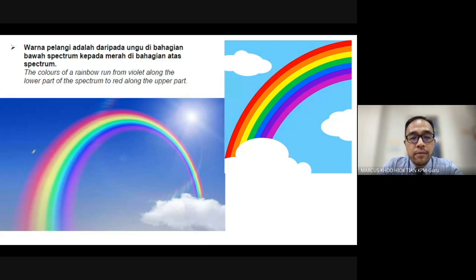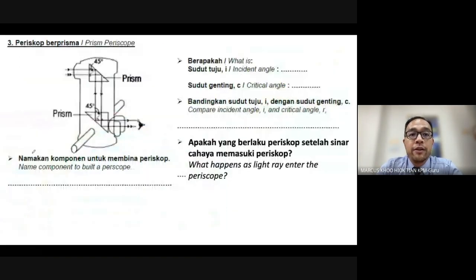Okay, let's talk about machines or man-made products that use total internal reflection. The first one is the prism periscope.